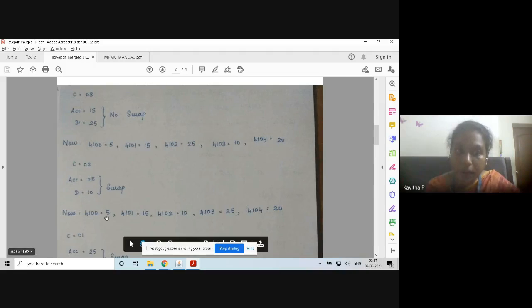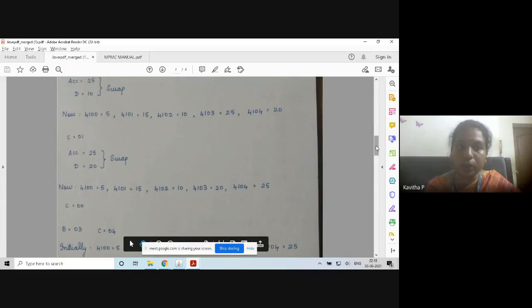So 4100 will hold the value 5 as it is in the previous step, and 4101 will also hold the value 15, which is already mentioned in the previous step. Only the 4102 and 4103 are interchanged over here. So 4102 will be equal to 10 and 4103 will be equal to 25, and the last memory location 4104 will remain as it is, 20.